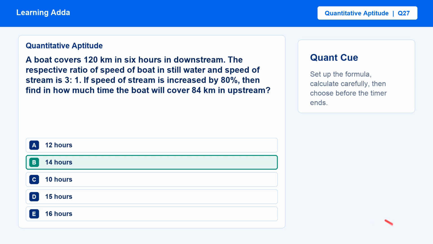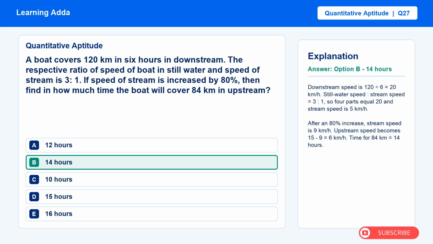The answer is option B, 14 hours. Downstream speed is 120 divided by 6, which is equal to 20 kilometers per hour. Still water speed is to stream speed as 3 is to 1, so 4 parts equal 20 and stream speed is 5 kilometers per hour. After an 80% increase, stream speed is 9 kilometers per hour. Upstream speed becomes 15 minus 9, which is equal to 6 kilometers per hour. Time for 84 kilometers equals 14 hours.